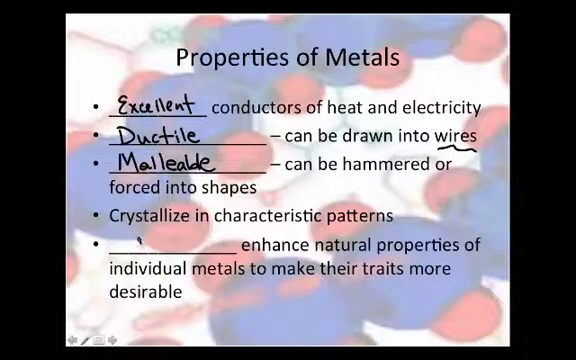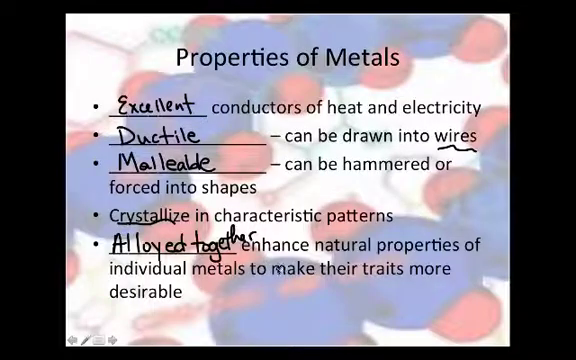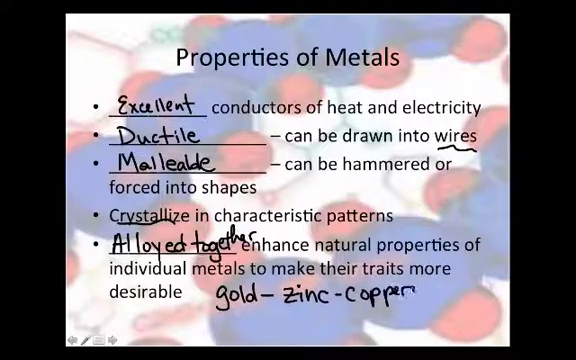They crystallize in characteristic patterns, and they're often alloyed together to enhance the natural properties of individual metals to make their traits more desirable. For instance, if you've ever worn gold jewelry, gold is too soft and it will bend and deform. So to make it stronger, they mix it together with zinc and with copper to make different values of gold, like 14 karat versus 24 karat.